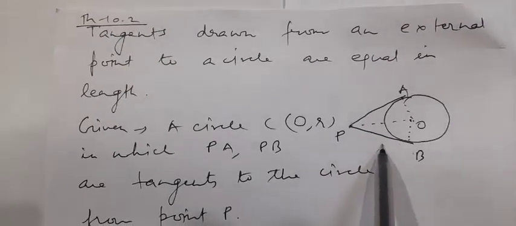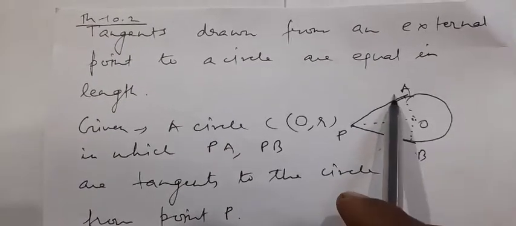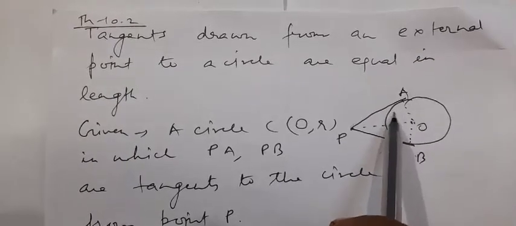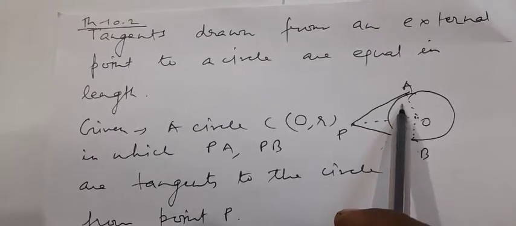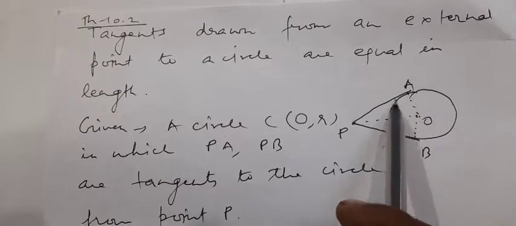Earlier we studied in theorem 10.1 that tangent and radius are perpendicular to each other. It was the theorem we studied in 10.1. So using that theorem, we can prove this theorem.